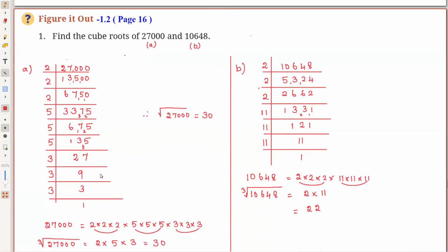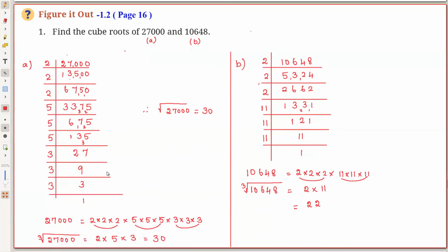So based on this, we have done the exercise. Figure it out 1.2, page number 16. Find the cube root of 27,000 and 10,648. For finding the cube roots, we have to use the prime factorization method, using prime numbers alone. The prime numbers are 2, 3, 5, 7, 11. Maximum we'll be using 2, 3, 5, 7, 11. These are our prime numbers. In rare cases we'll be using 17, 19, 23.